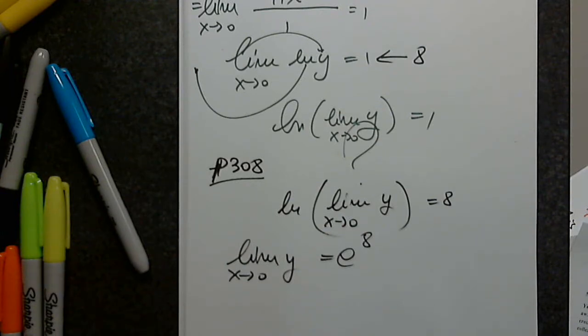Okay, so we're back. Other questions? Anything else from 3.6? Anything else?